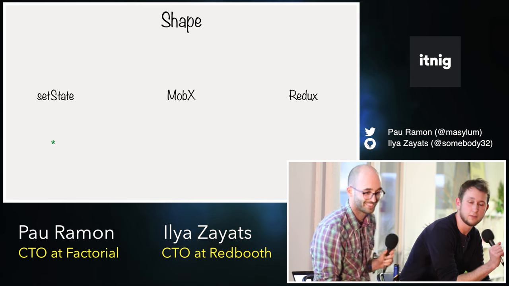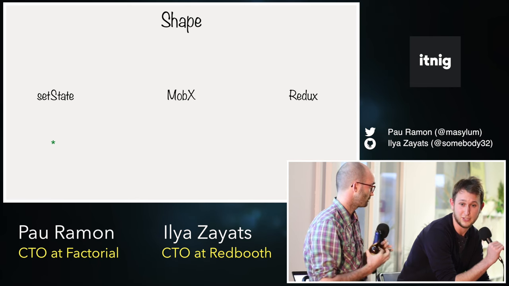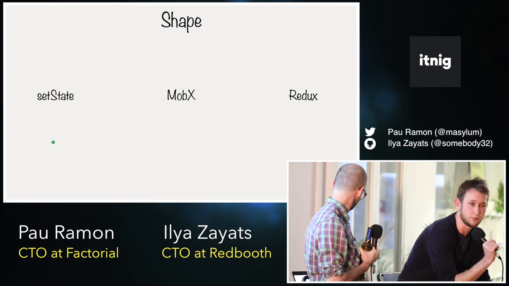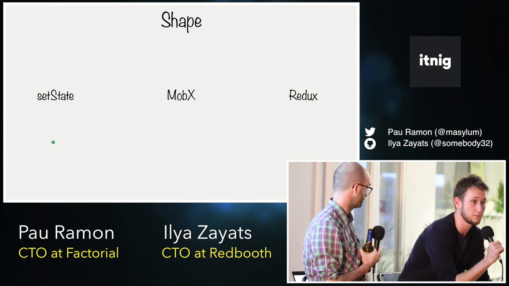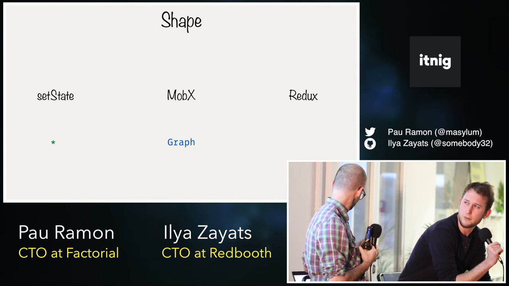Yeah. Moving back to shape. Yes, so the shape is just where you are storing your data. With setState, it's totally a star or asterisk, because you can save whatever you want, but normally people save objects. And with MobX, it's a graph.